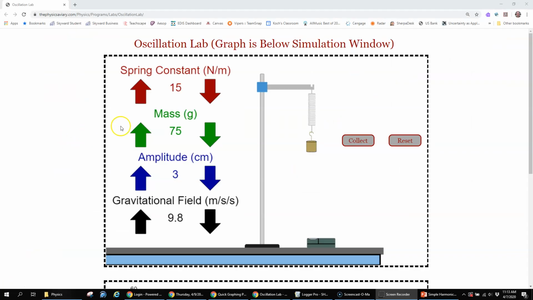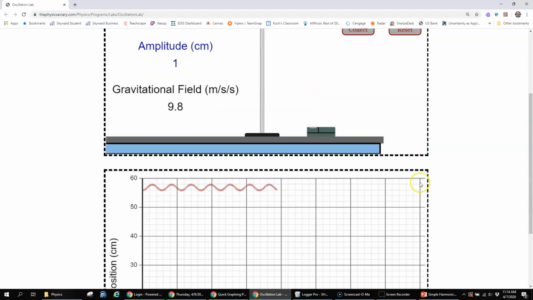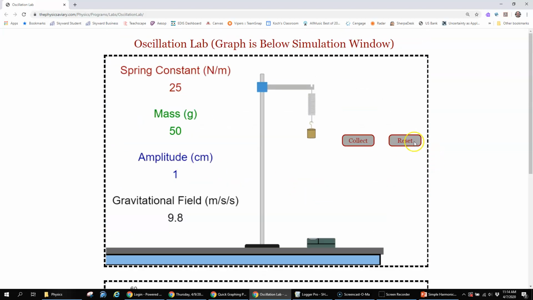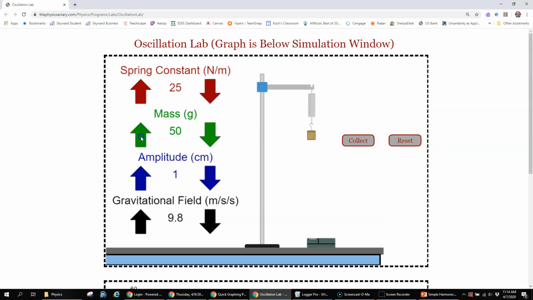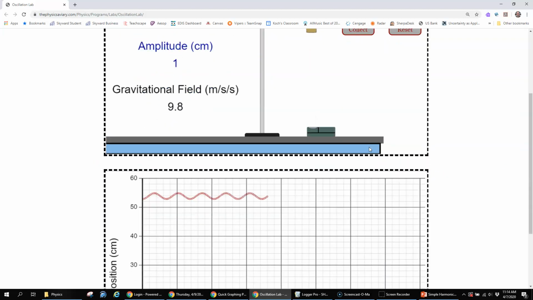Well, let's do it. Increase the spring constant. Looks like amplitude's too large, so I'll decrease this down to a centimeter. And then I can just cycle through the mass again. So run the same experiment, just with a different selection of constants. So collect, there it is. Get the period, put it in a data table, increase the value of the mass or the independent variable, collect.